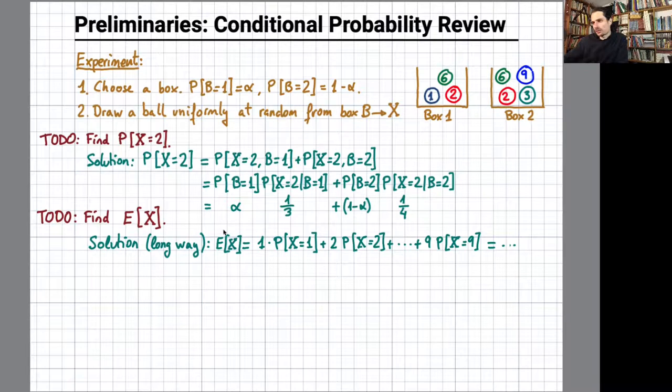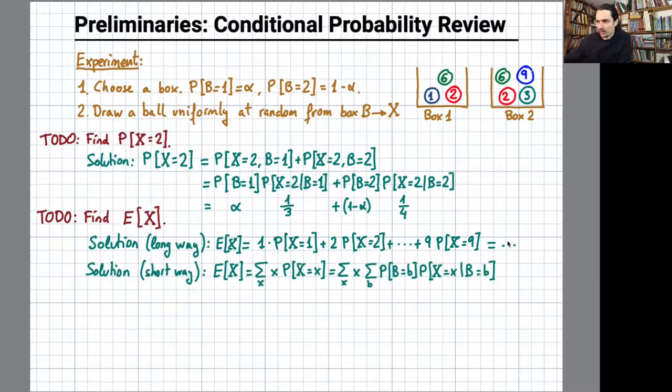Here we just apply the definition of expectation, which is the weighted sum of the values that the random variable takes, weighted by the probabilities of each value. Okay. To evaluate this expression, we just need to perform the same operation that we have done in the previous exercise for each value of X, right? So for X equals 1, 2, 3, 6, and 9, okay? So obviously this takes a couple of minutes, but we will arrive at the result. However, there is a smarter way to proceed here.